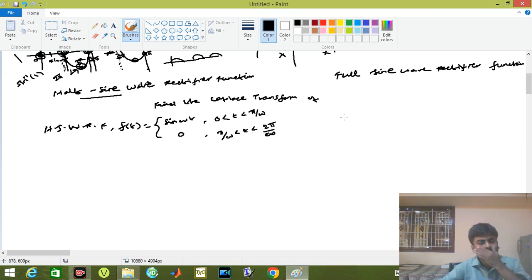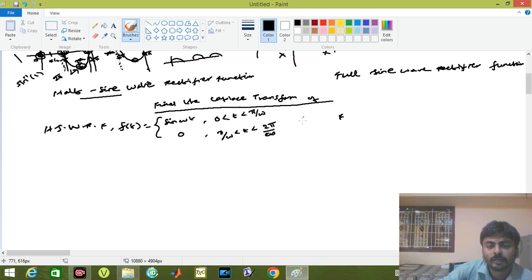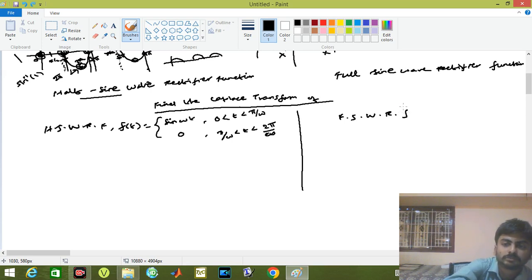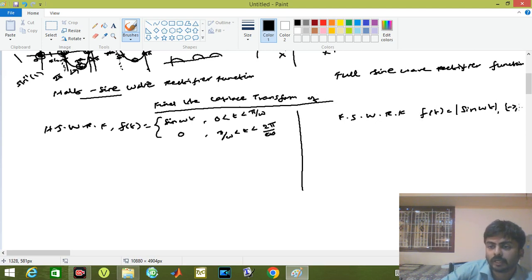Okay, here, the question is common: find the Laplace transform of the full sine wave rectifier function f of t equal to modulus of sine omega t, t greater than or equal to 0.